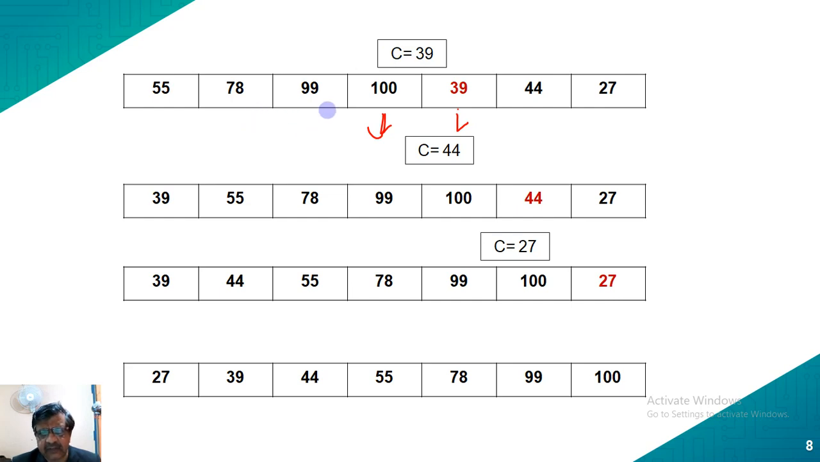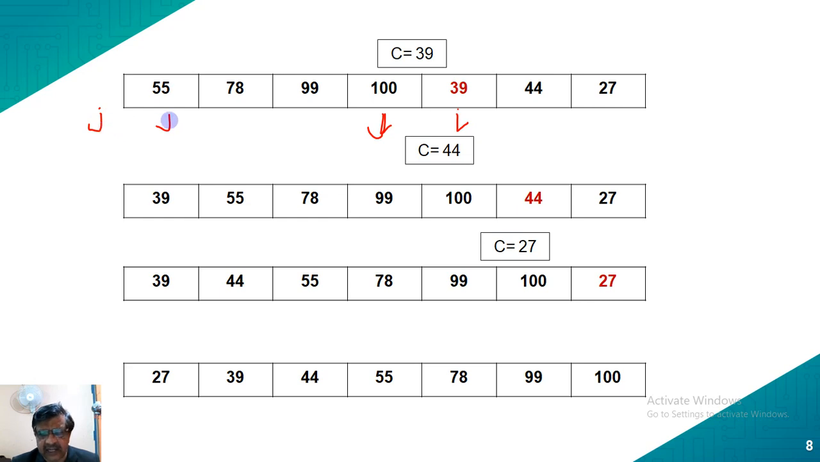Therefore A of j plus 1 will receive whatever was there in A of j. j will come over here. A of j is compared with this, and this is bigger than that, therefore it will be shifted to j plus 1. A of j plus 1 will receive whatever is contained in A of j, and j will come back over here.